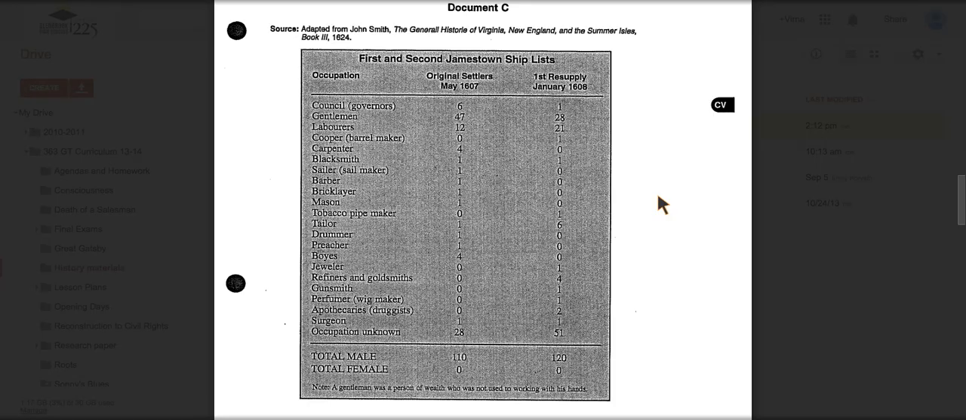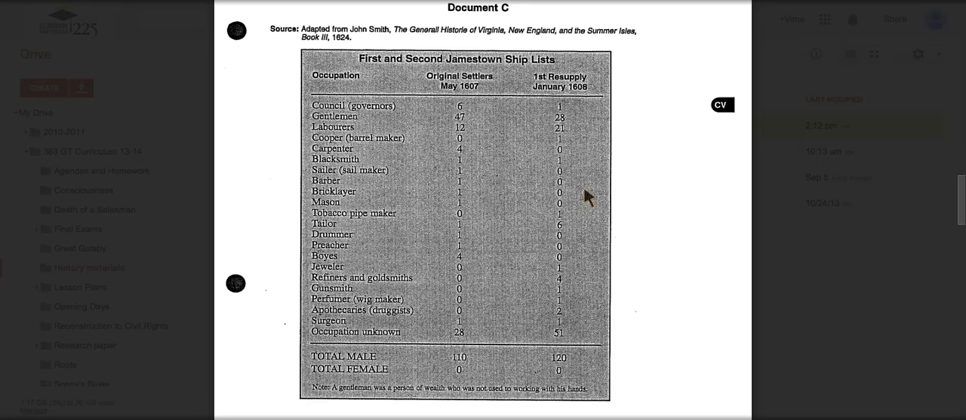He's also listed on this actual document the occupation of the people that came over in the first original settlers group and the second resupply. I would then look at the document and say, what are some of the occupations?